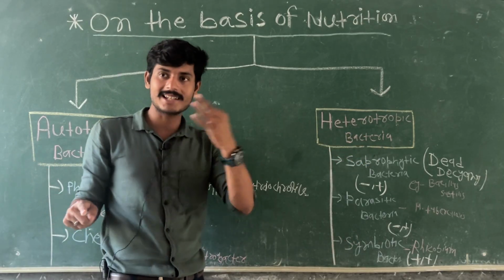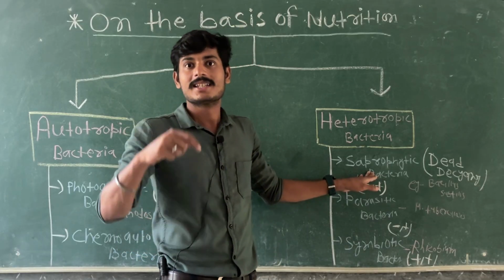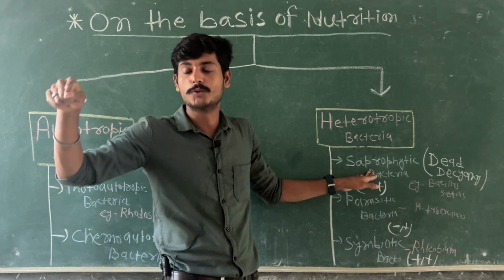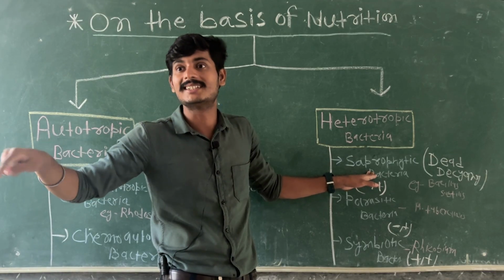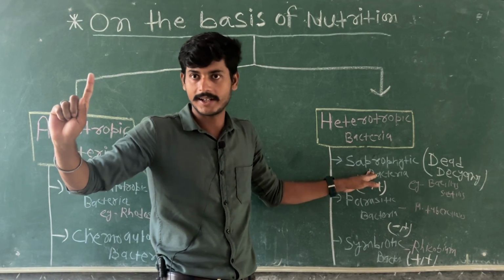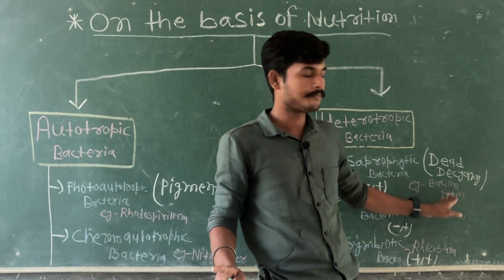Under this, we have the three sub-classifications. The one is the saprophytic bacteria. Saprophytic bacteria means the bacteria who are dependent for their nutrition on some dead things, dead or any decaying things. Fine. Example is the Bacillus subtilis.